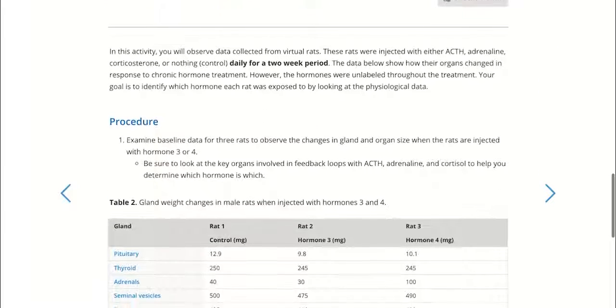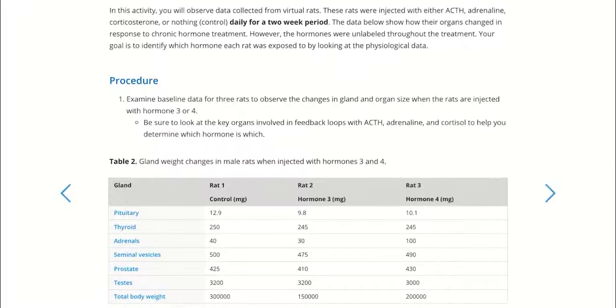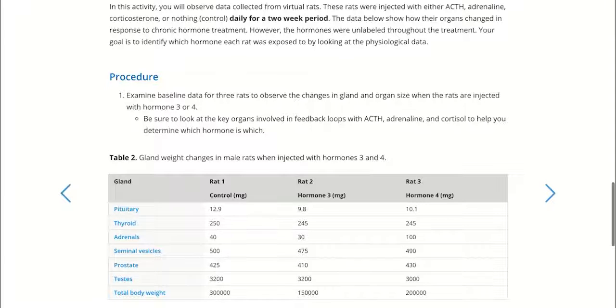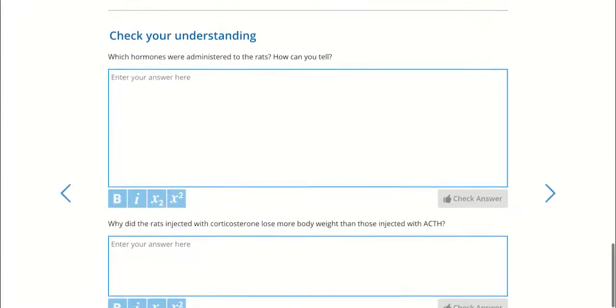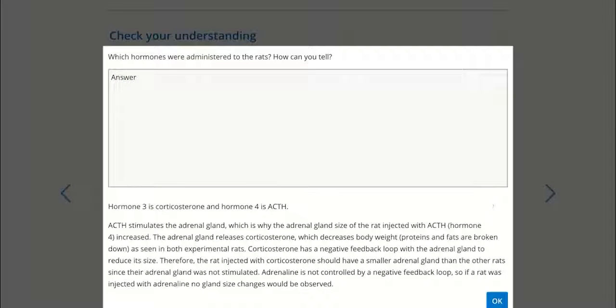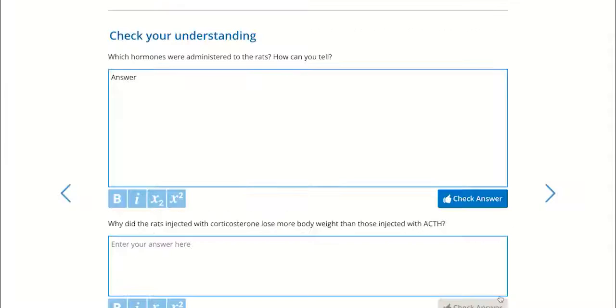Students are then presented with the physiological data from a control rat and experimental rats that were blindly injected with hormones. Students have to analyze which hormone was administered to each rat based on the physiological changes. Students are guided through a series of questions that help them explain and argue their findings. All question panels are equipped with instant feedback to help consolidate students' understanding of the material.